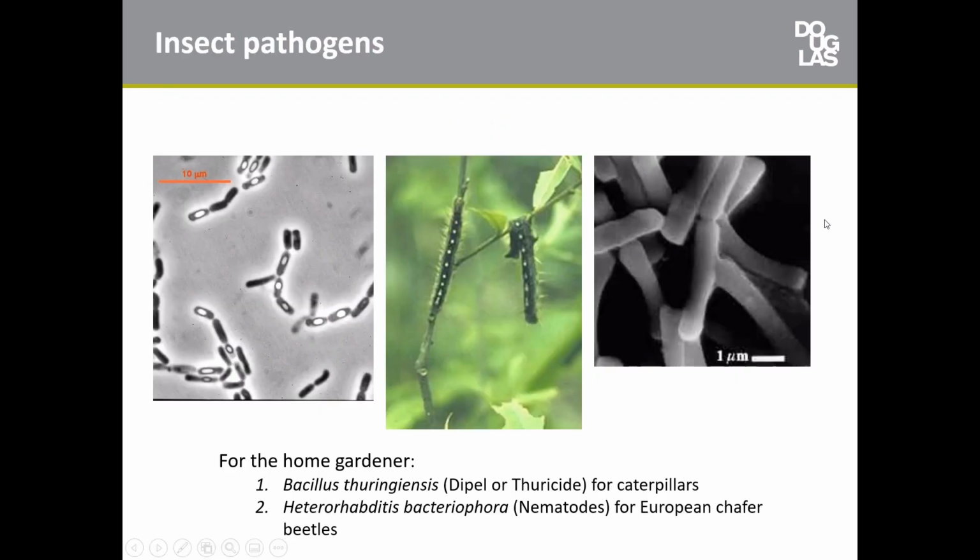One other type of organism is a disease-causing organism, or pathogen, of insects. Insects do get sick too, and we can harness these diseases to help manage our insect pests.